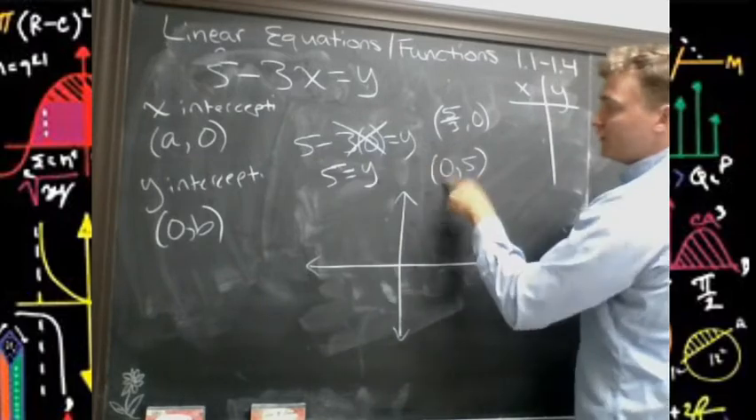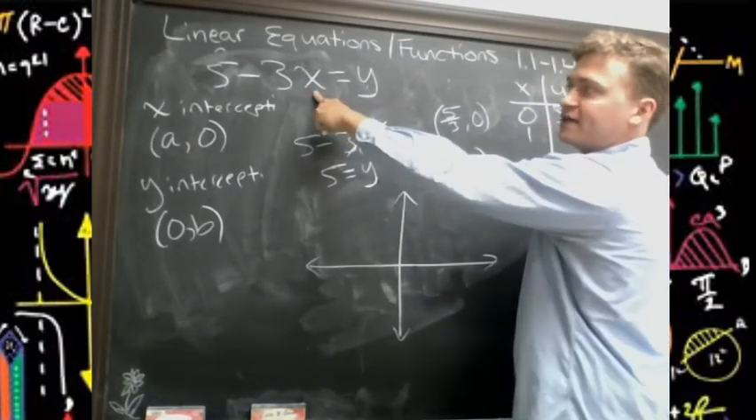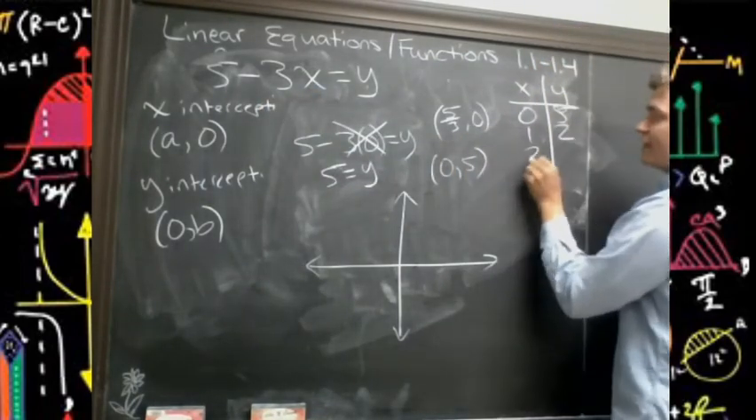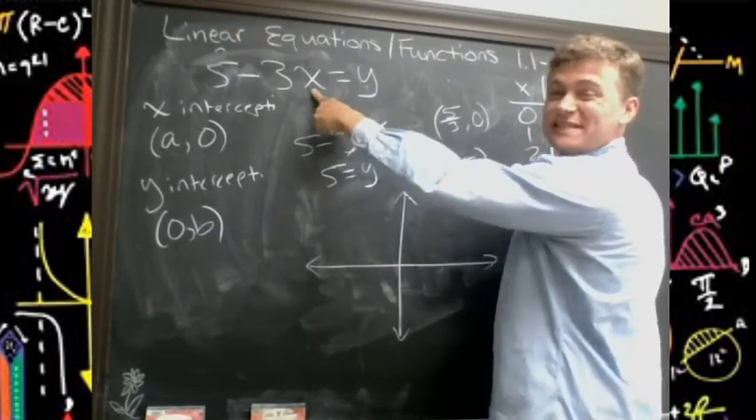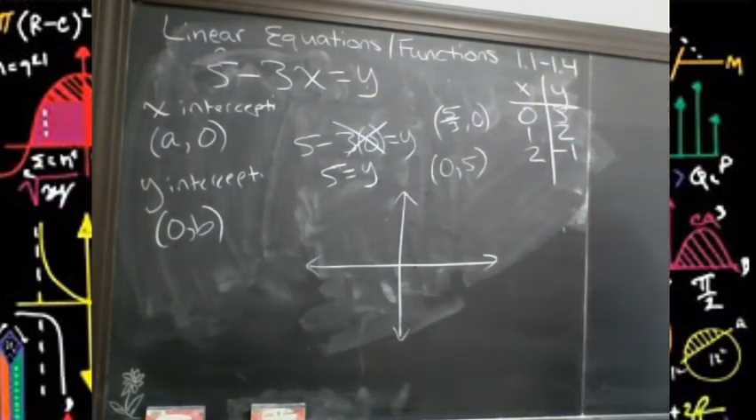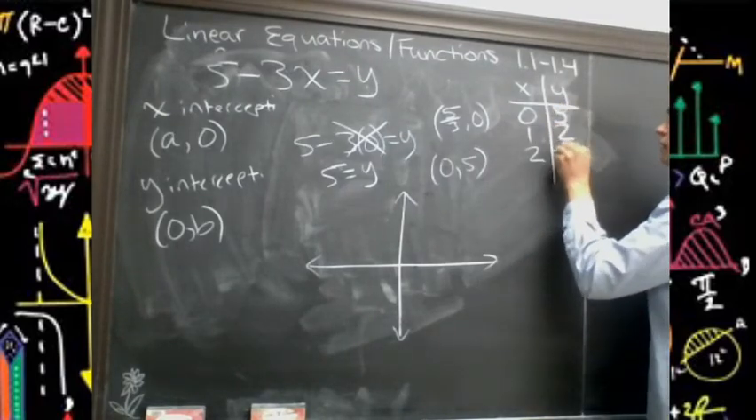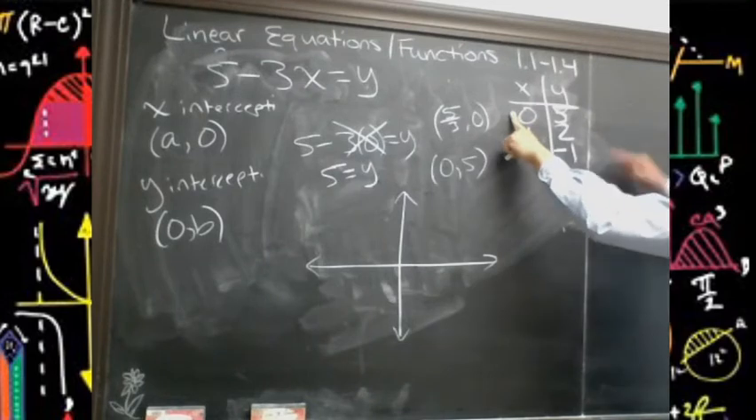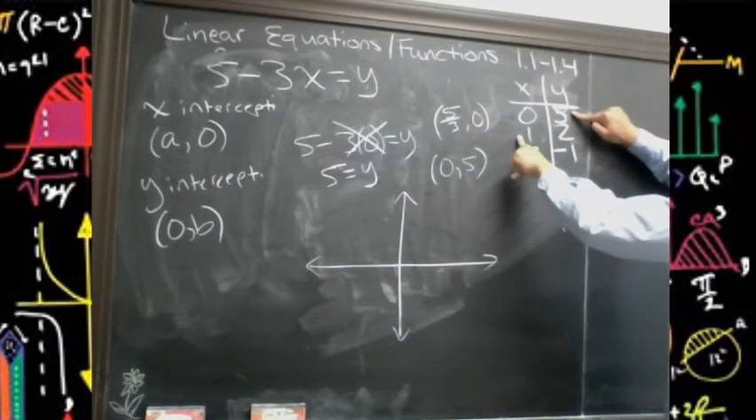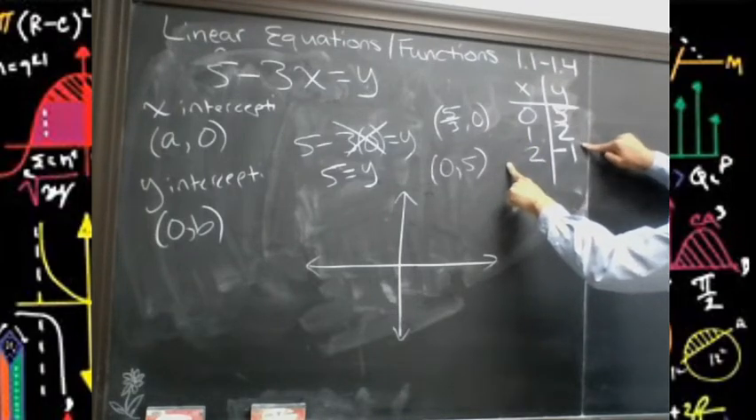We found that if x is 0, y is 5. What happens if x is 1? Well, if x is 1 here, 5 minus 3 is 2. What happens if x is 2? Well, 3 times 2 is 6. 5 minus 6 is negative 1. Do we see a pattern here? Notice that when x is 0, y is 5. When x is 1, y is 2. When x is 2, y is negative 1.